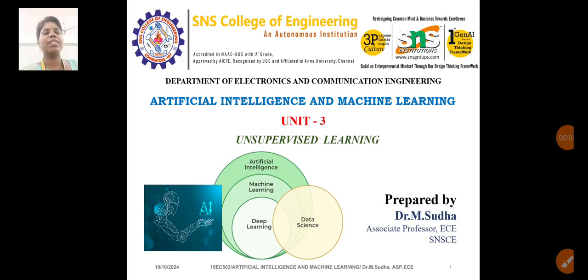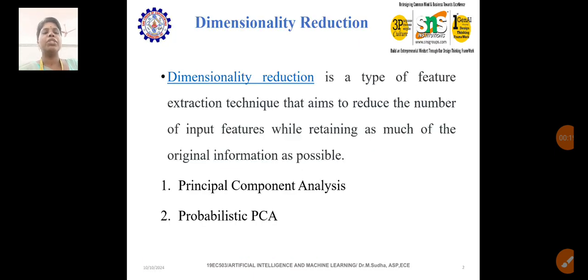Last class we discussed one category of unsupervised learning, that is clustering, and that too hierarchical clustering. In this video we are going to see another category, which is named dimensionality reduction. So what does dimensionality reduction mean? From the name we come to know that the dimension is going to be reduced.